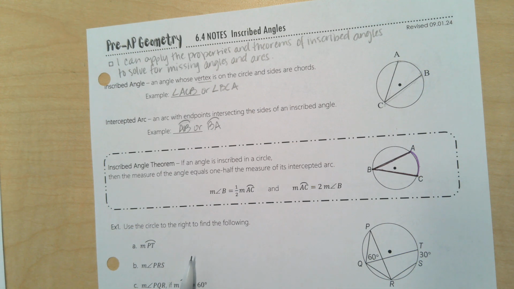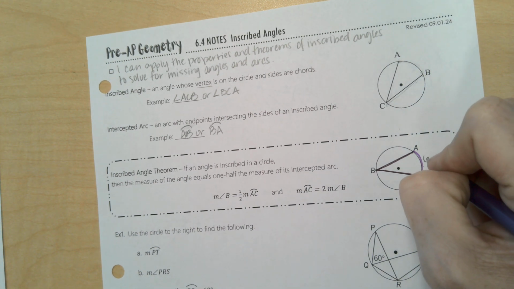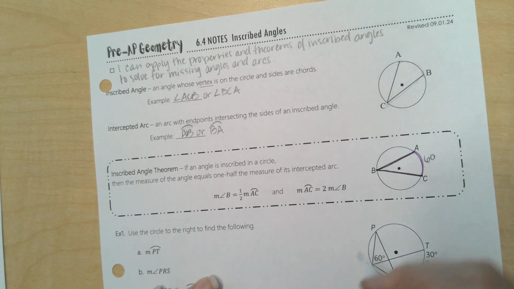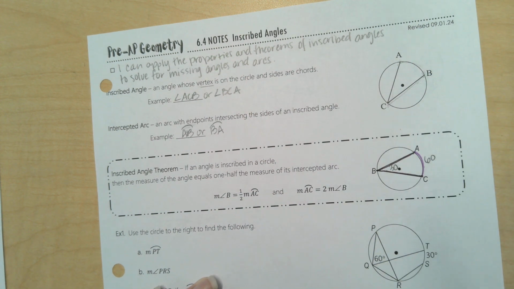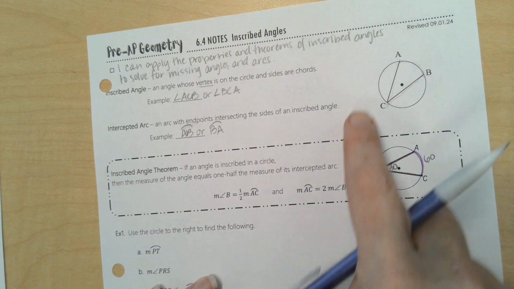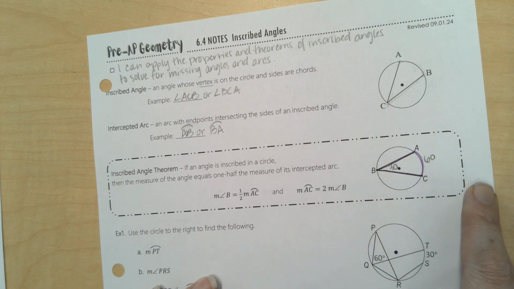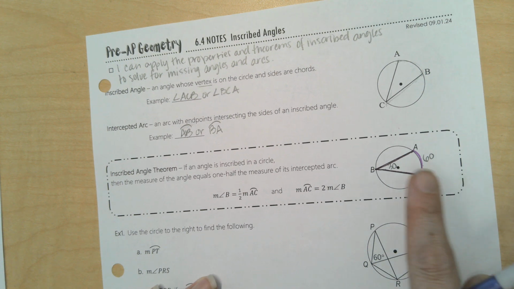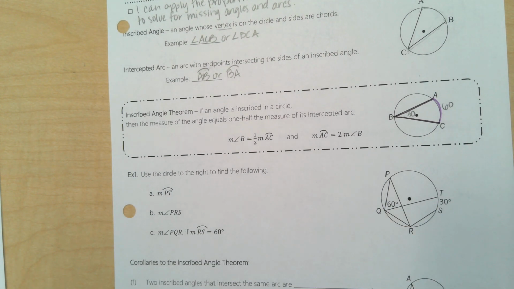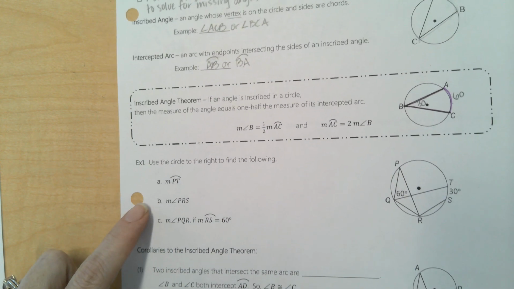So let's say my arc is 60. That means my angle is half that, which would be 30. Or if I knew my angle was 30, I would double it to get my arc. Does that make sense? So the arc is going to be bigger. We're going to use that theorem in order to find these arcs and angles down here.